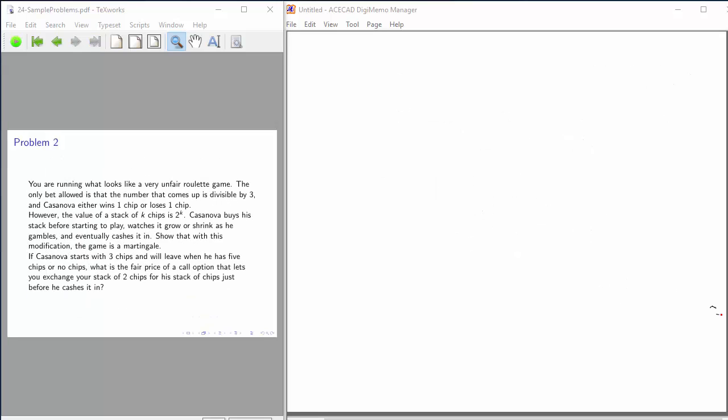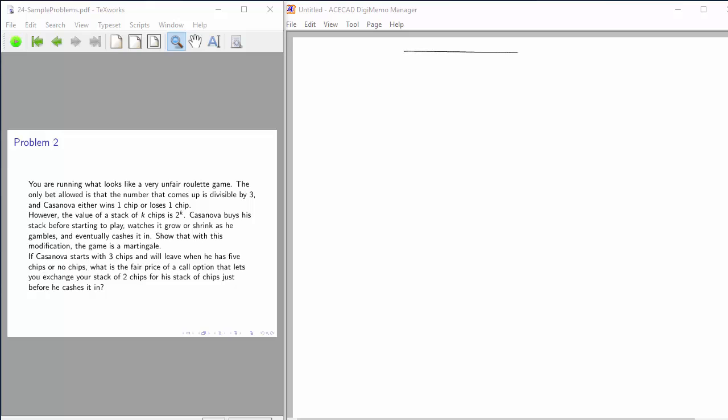This is Demoivre's martingale revisited, but I've invented a casino gambling situation where it is actually the right thing to do. So, here's the setup. Again, Casanova is going to leave when he has either 0 chips or 5 chips. In this case, he starts out with 3 chips, but now the rules are rather strange.